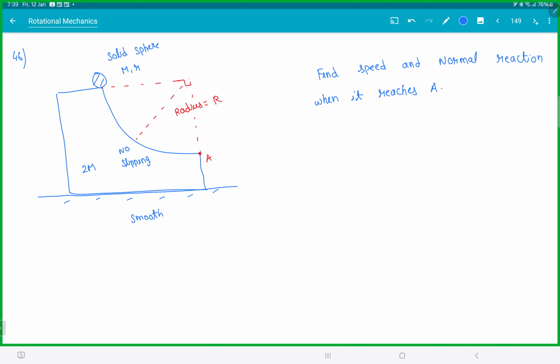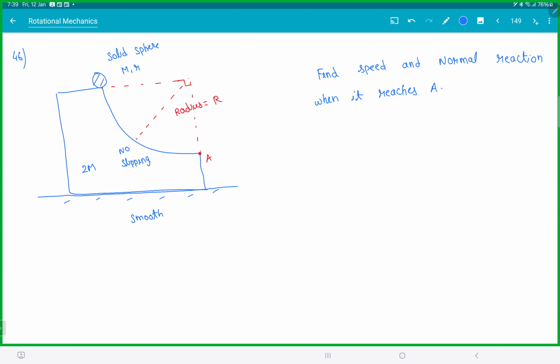I told you this thing. Whenever you see a question, the first thing you need to figure out is whether I have to use torque and force equations, that is FBD, or should I use conservation. It is clear in this. I'm asking you to find the speed and normal reaction at A. You're asking speed at A, meaning you want speed at some final position. So indirectly, it's talking about state 2.